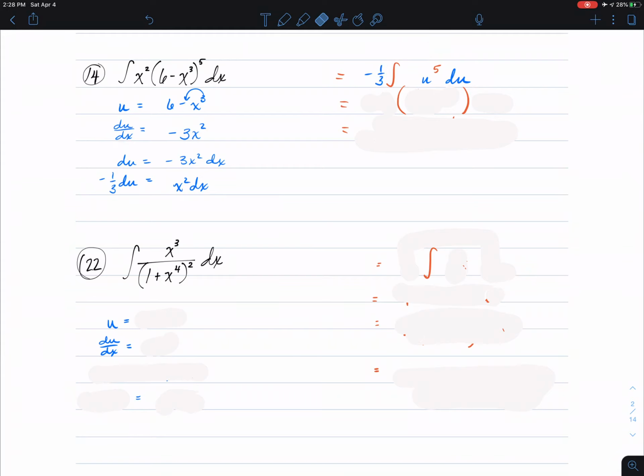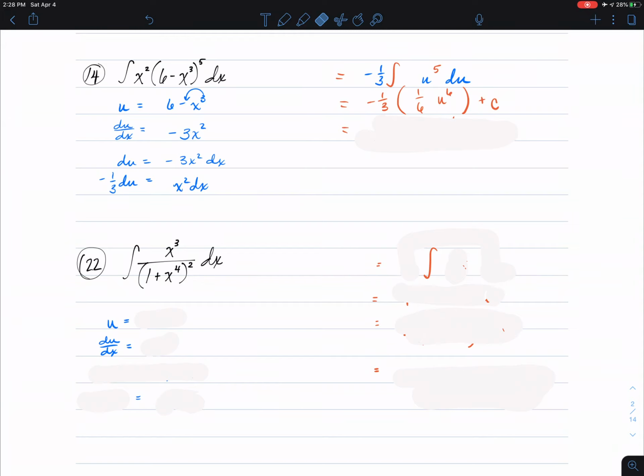And remember that with a constant multiplier, you can always throw that out to the front. And so that's what I did with the negative 1/3. All right, so I have the negative 1/3. The integral of u to the 5th is going to be 1/6 u to the 6th. Don't forget your plus constant.